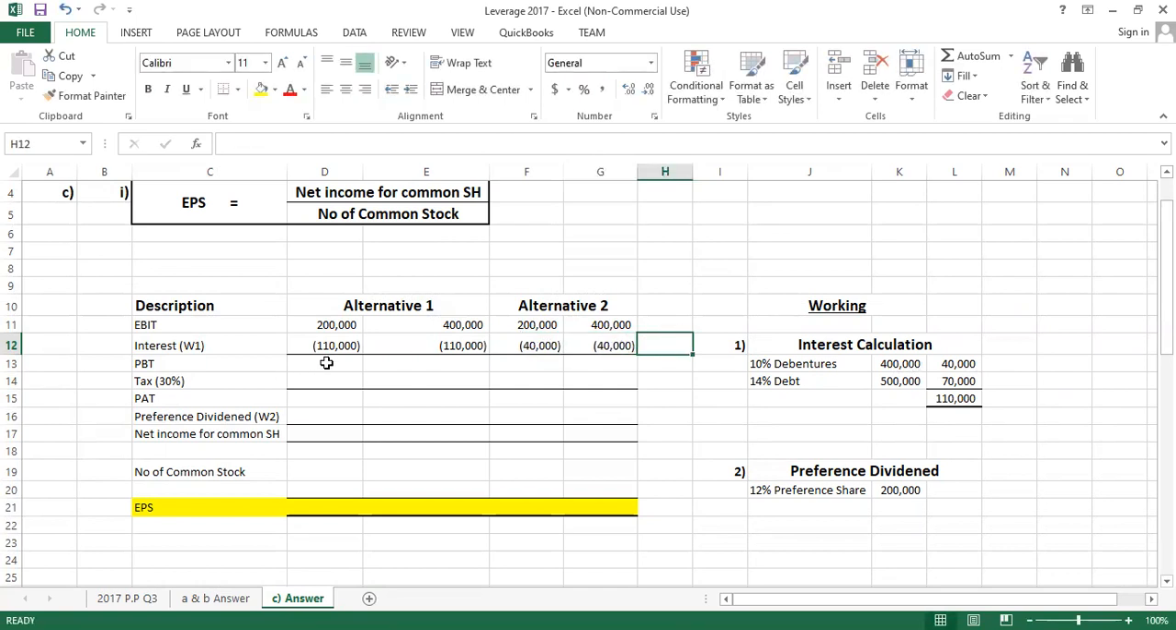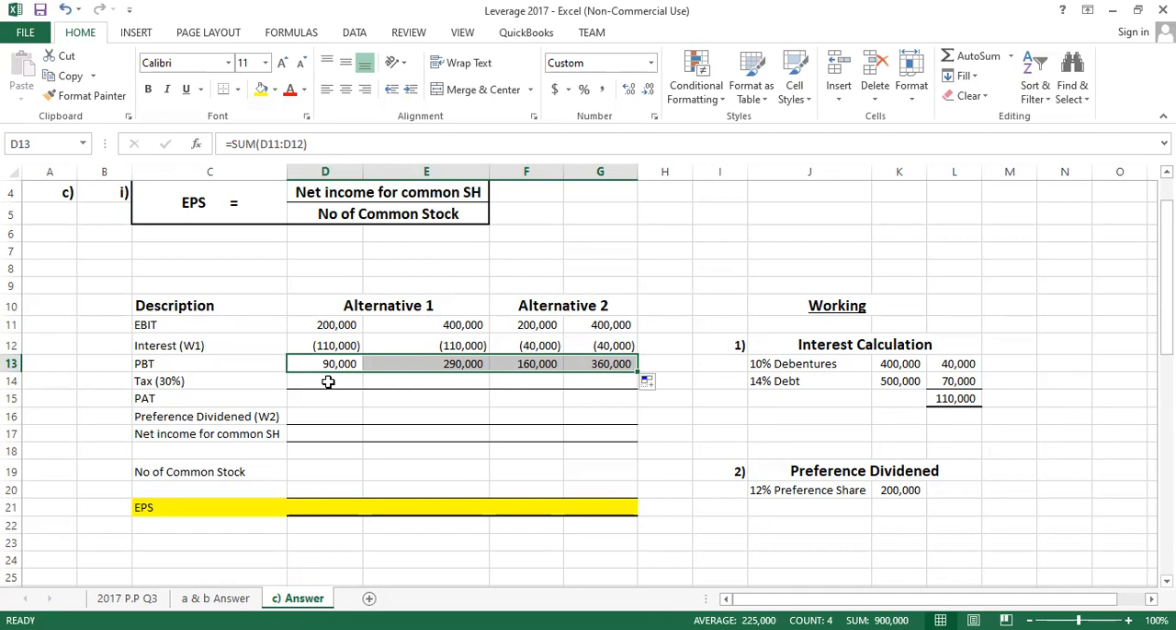Then we can calculate the profit before tax. So alternative 1 profit before tax is 90,000 and 290,000. Likewise, alternative 2 profit before tax is 160,000 and 360,000.